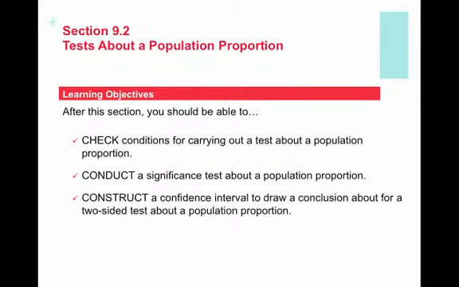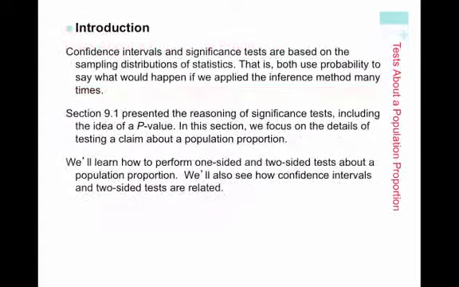We have discussed the basics of what a significance test is. What we're going to do in the next two videos is look at how we can test claims about a population proportion. In the first part of this section, we're going to check the conditions for carrying out a test, and then we're going to construct a significance test about a population proportion. In this video, we'll look at how to do a one-sided test. In the second video, we'll look at a two-sided test.